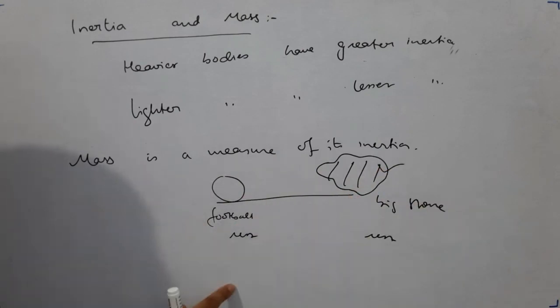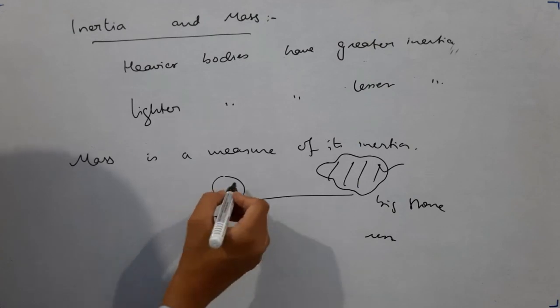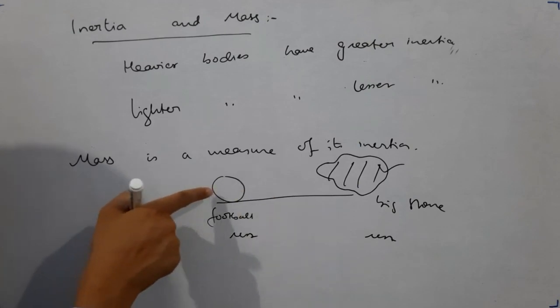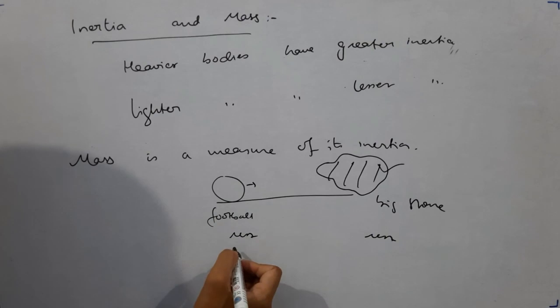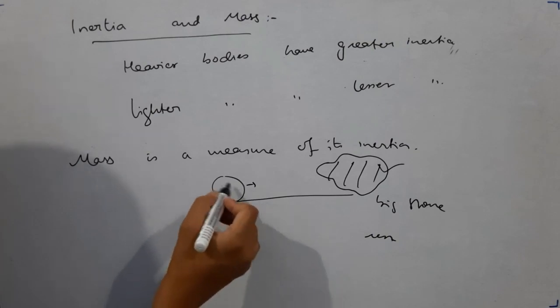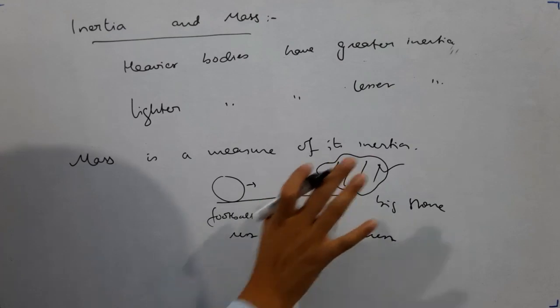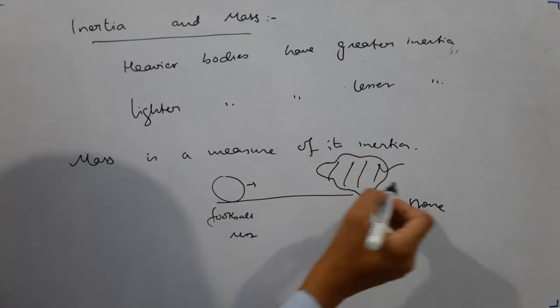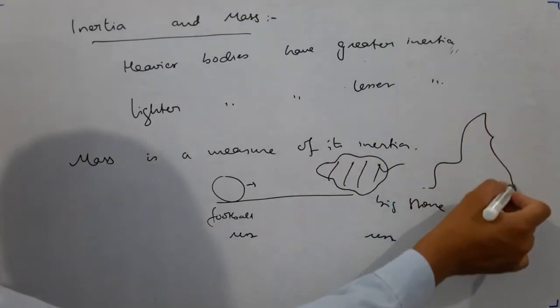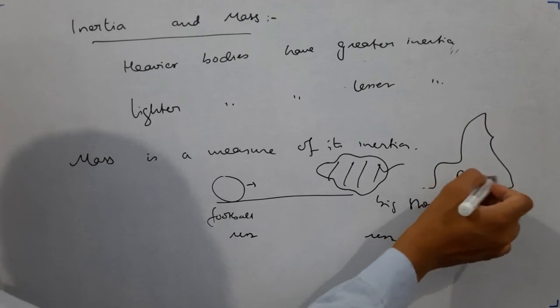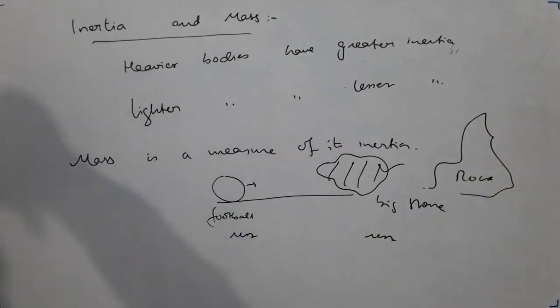Try to push them. Even with your small finger, you can push this football. It will change its state of rest and it will come in motion. But to push this, you will have to apply larger force. And then if you try to do it for a rock, you will fail to do so because it has a large value of inertia, because it is very, very heavy. So that is the concluding remark. Mass, remember students, it is a measure of inertia.